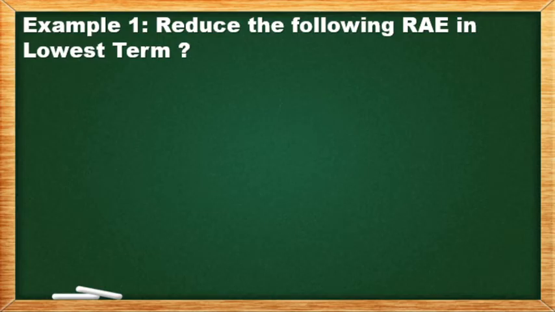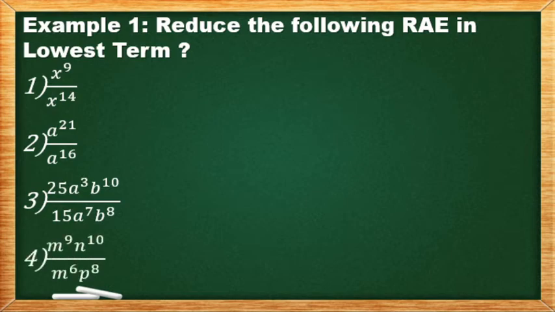Okay, let's say example number 1. Reduce the following RAEs to lowest terms. Ito yung mga simpleng rational algebra expressions. Ang polynomial natin dito ay monomial or iisa pa lang ang term. In number 1, x raised to 9 over x raised to 14. Ang technique dito, aalamin mo lang kung saan natin ilalagay yung position ng variable since they have the same base, x. With exponent sa numerator, exponent ng x ay 9. Sa denominator, exponent ay 14.